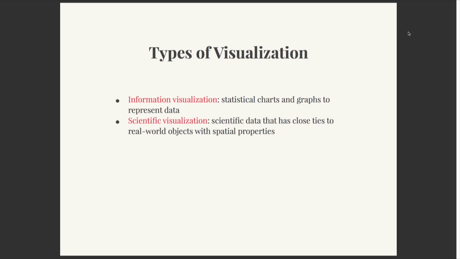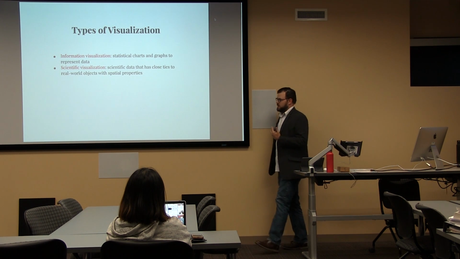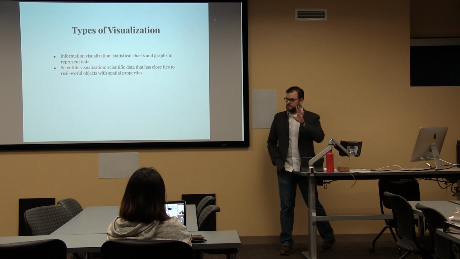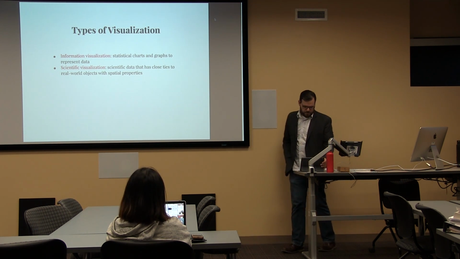There are scientific visualizations. These are visualizations that have close ties to real-world objects that have spatial properties. So, for example, you might think about modeling the airflow over an aircraft wing. This is that kind of visualization.